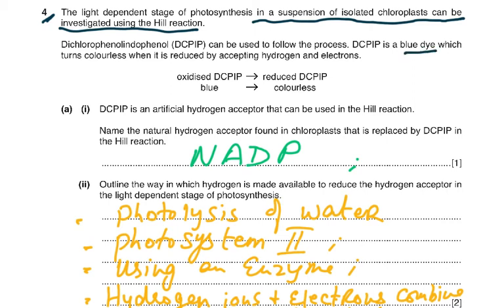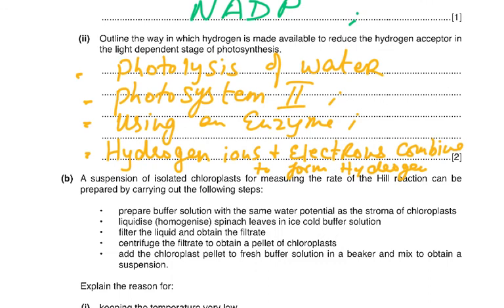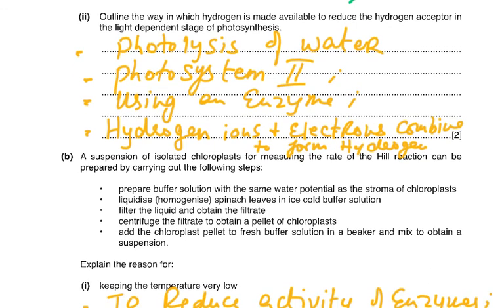DCPIP is a blue dye which turns colorless when reduced. DCPIP is an artificial hydrogen acceptor that can be used in the Hill reaction. Name the natural hydrogen acceptor found in chloroplast that is replaced by DCPIP. That's naturally NADP. Then outline the way in which hydrogen is made available to reduce the hydrogen acceptor in the light dependent stage of photosynthesis.